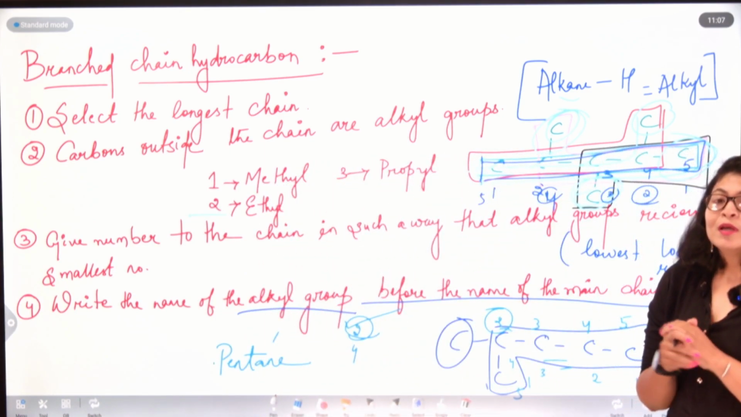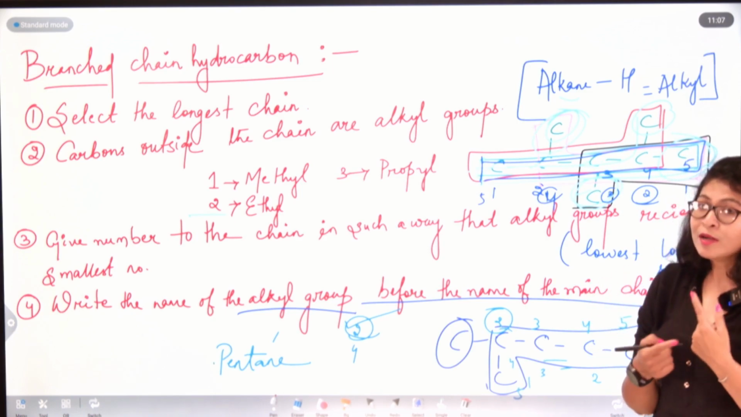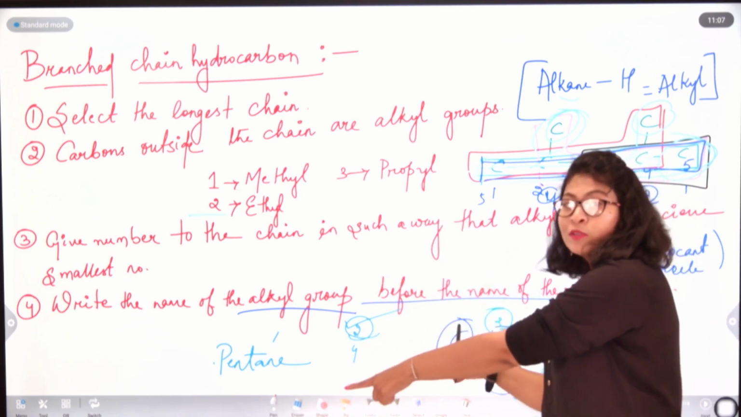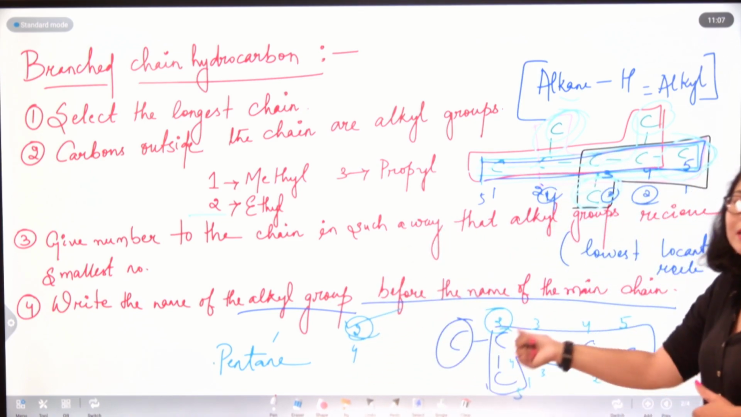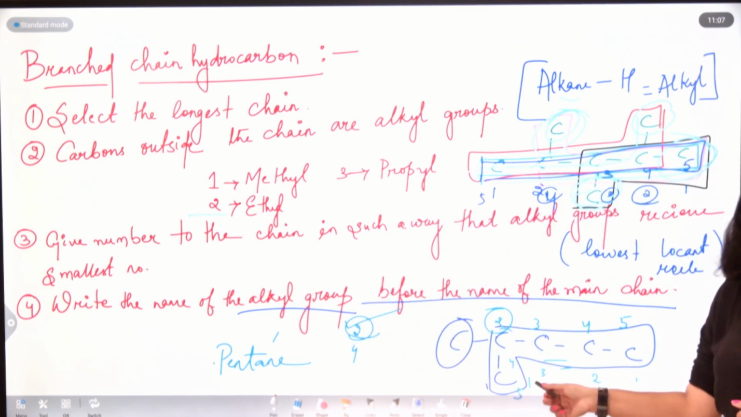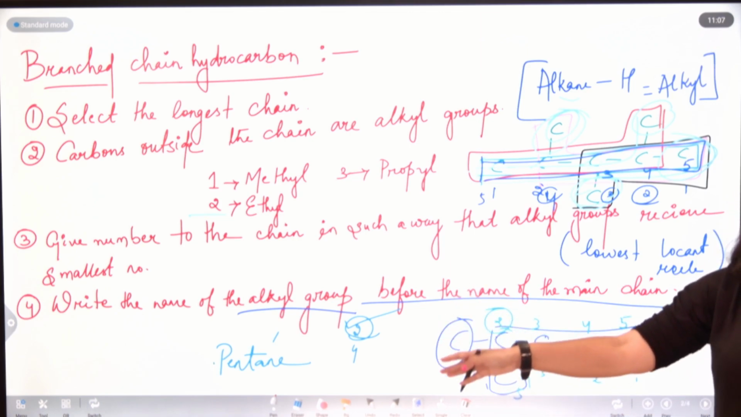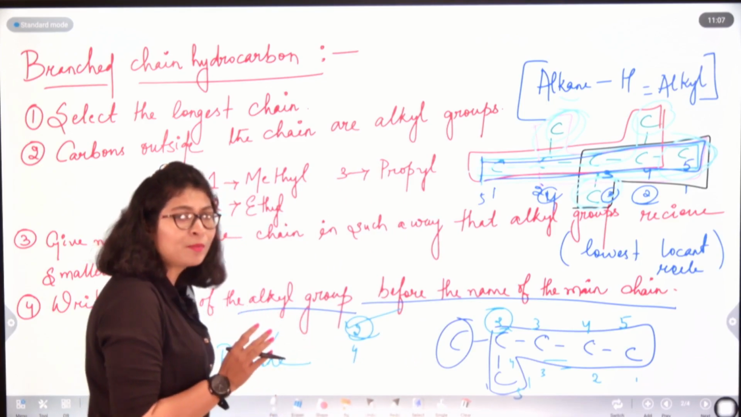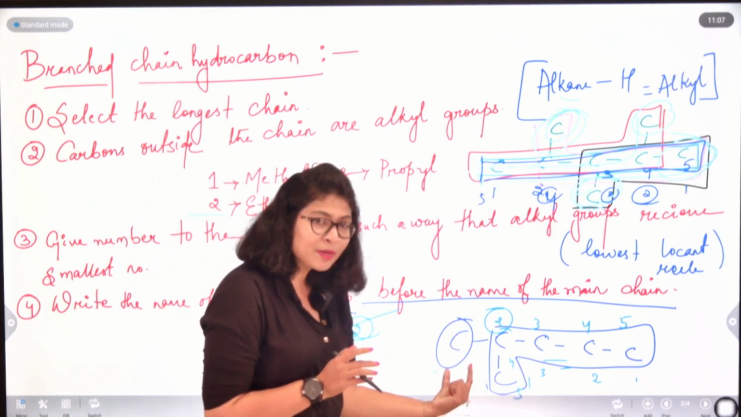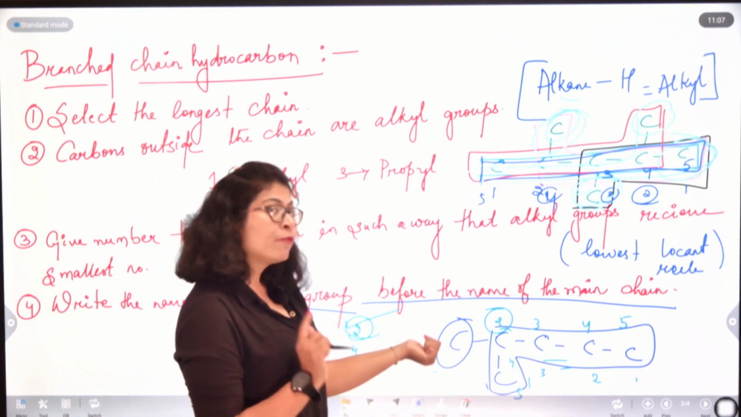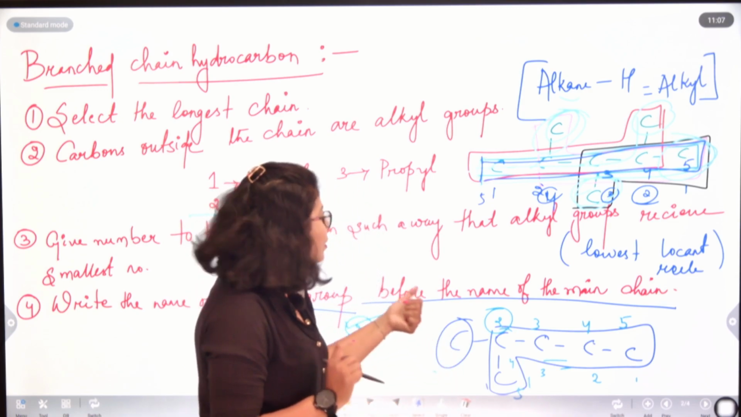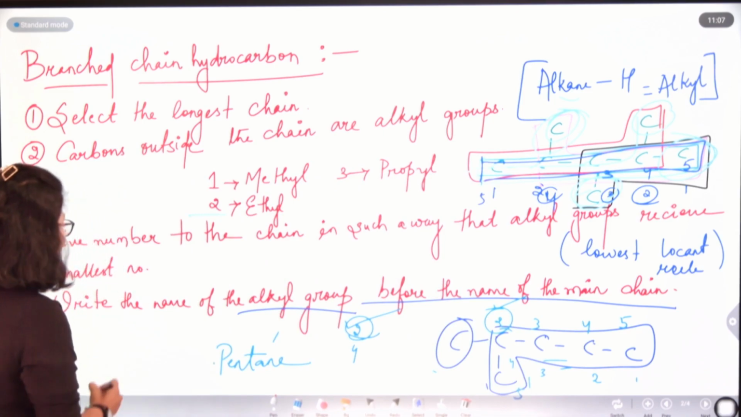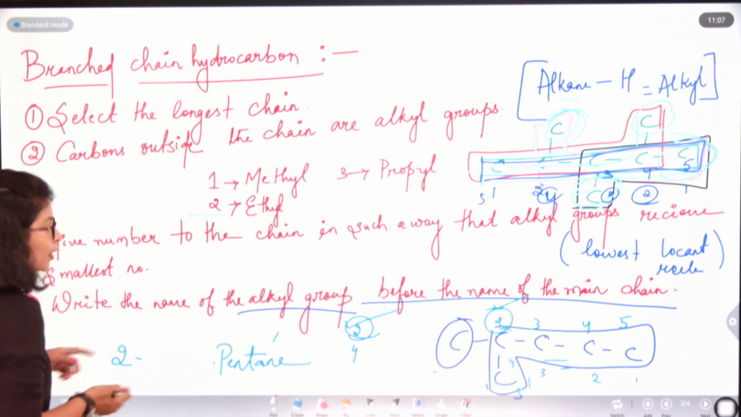So what will I have to do? I'll have to start naming the branch also, but where will the branch be placed? Before the name of the primary chain. So for my branching, how many carbon atoms do I have in my branch? A single carbon atom. First I have to see at what position my carbon atom is. My carbon is at the second position, so I will write 2, then the name of the branch.